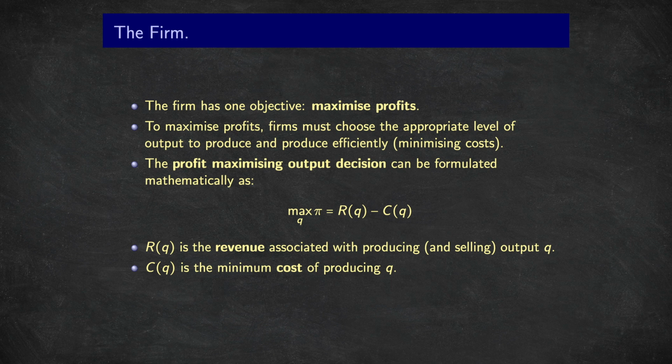And this is the minimum cost of producing Q. Okay, you could always spend more simply by burning money, for instance. We will assume the firm doesn't do this and that they choose a cost minimizing way of producing this output. We'll talk a lot more about that.